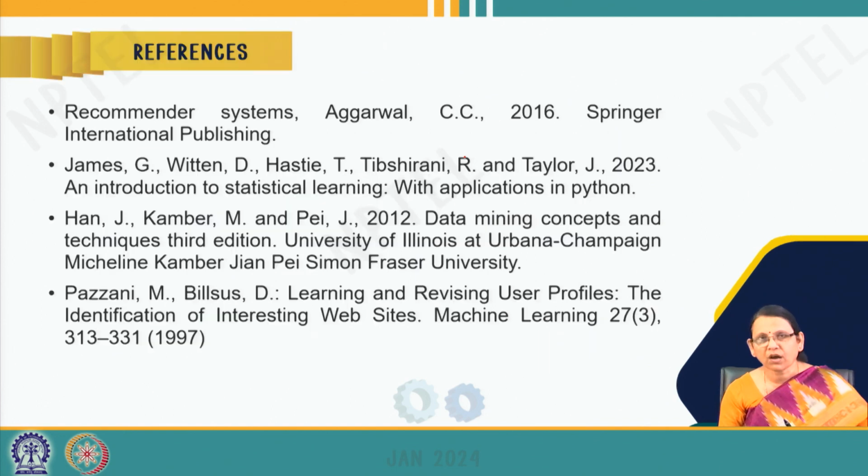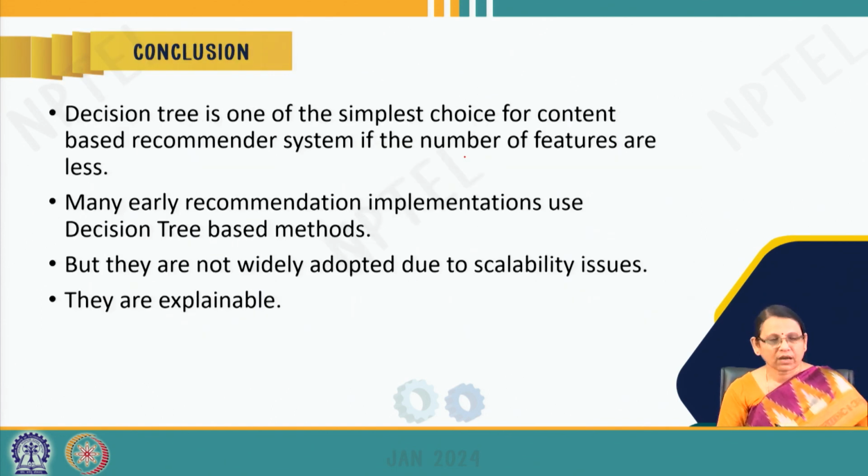So, with this we stop. These are our references and this is how we conclude. Decision tree is one of the simplest choices for content based recommender systems if the number of features is small. Many early recommendation implementations used decision tree methods, but they are not widely adopted due to scalability issues. However, they are very explainable. Thank you.